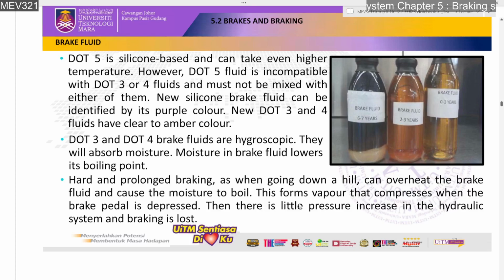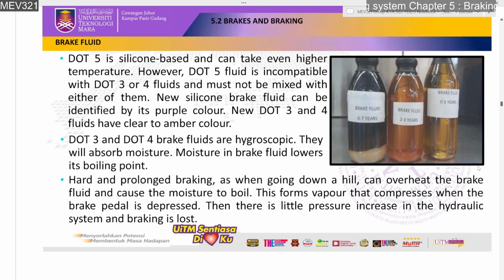Okay, bila vaporize, kacau lah awak punya braking system. So tak boleh operate dah lah kita punya hydraulic tu. Okay, tu yang problem dia. Jadi brake fluid ni memang kena jagalah. Okay, kena ikut kepada maintenance booklet awak.